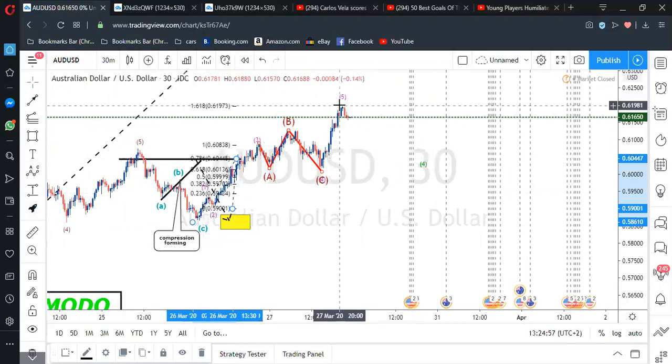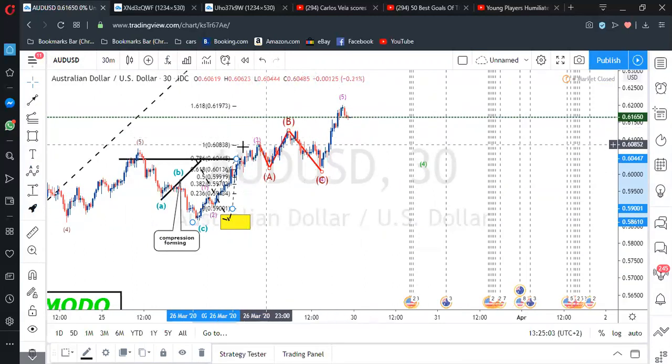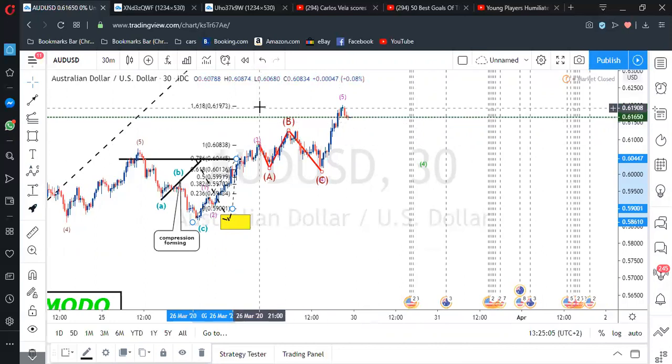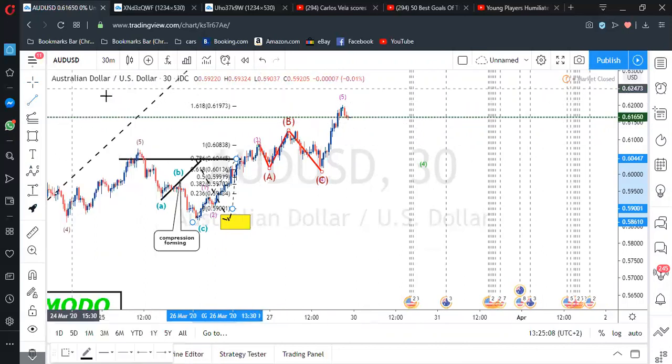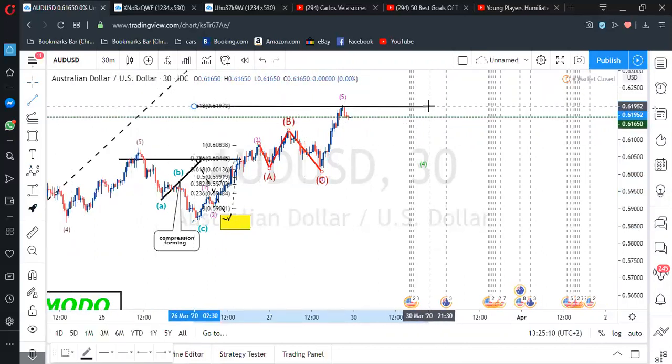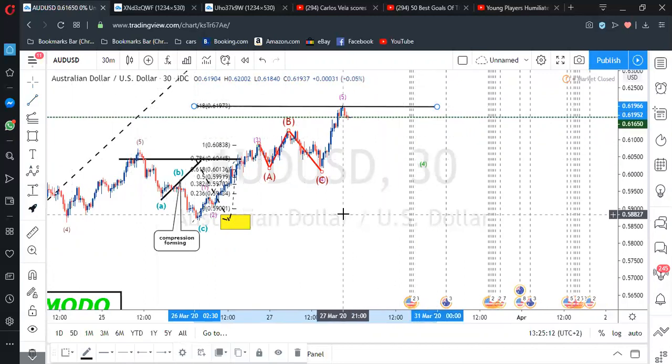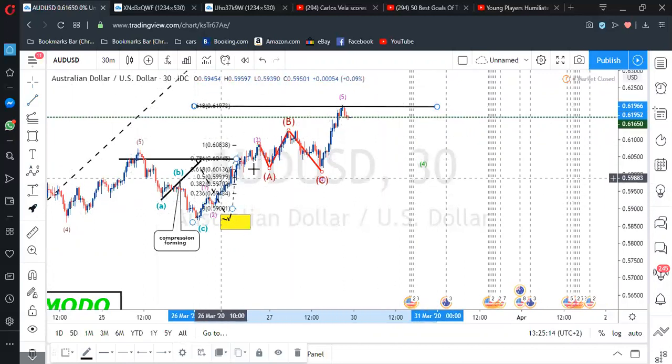Do you get it? 100% is at the 3. Where's the pinpoint entry? At the 161.8, full margin entry. No need for stop losses at this point.